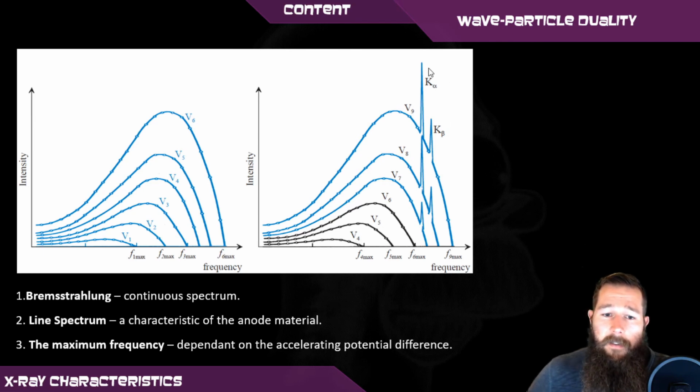Another characteristic is these sharp points. This is a characteristic of the target material, and it's related to when the electrons hit the electrons of that target material. Another characteristic is this maximum frequency, which is dependent on the high voltage of the X-ray apparatus.